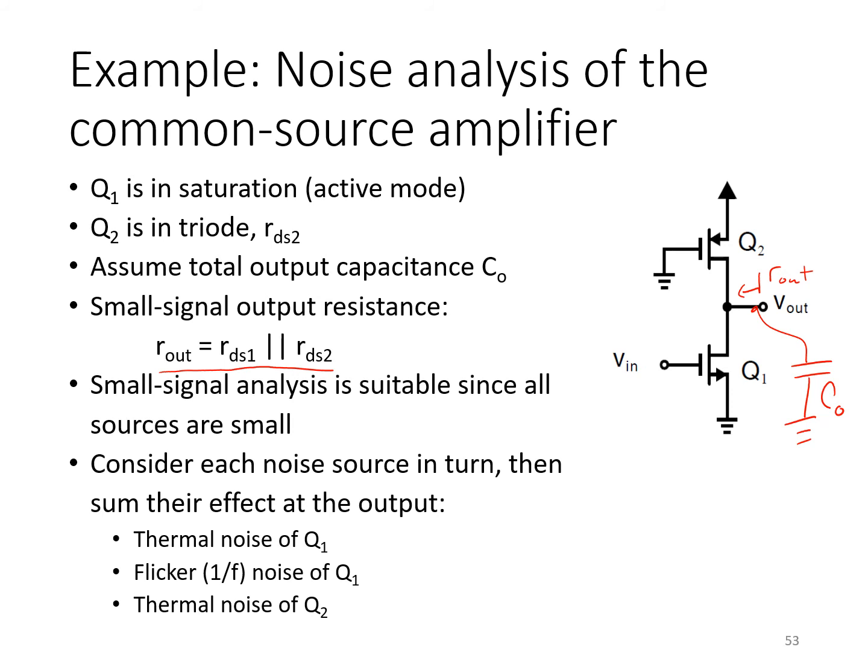So the noise sources of interest here are the thermal noise of Q1. We may be interested in the flicker noise of Q1. There's also thermal noise of Q2. Q2 doesn't have flicker noise because it's not in active mode. It's in triode. It's essentially just a resistive channel region with a resistance of RDS, and so therefore has the same noise model as a resistor with a value of RDS.